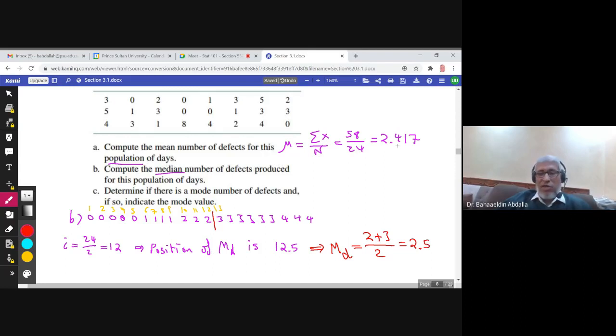So the mean is 2.417. The median is 2.5. Determine if there is a mode for the number of defects. If you count, we have 5 zeros, 4 ones, 3 twos, but we have 6 threes. So the mode is 3. This is the most frequent value.